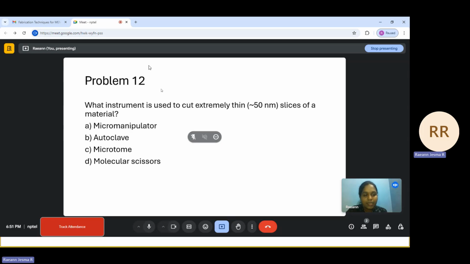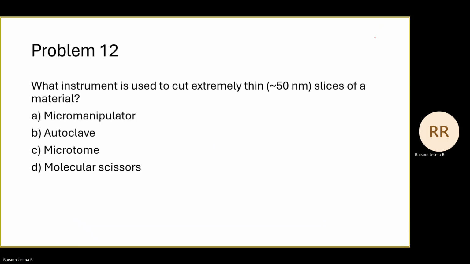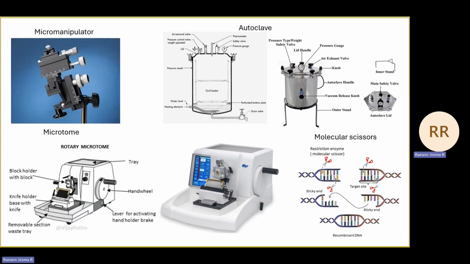What is the correct answer for this question? Okay. So the correct answer here is option C, microtome. Now let us look at what each of these options are. Okay, first is micromanipulator. So in the previous problem also we saw a micromanipulator.